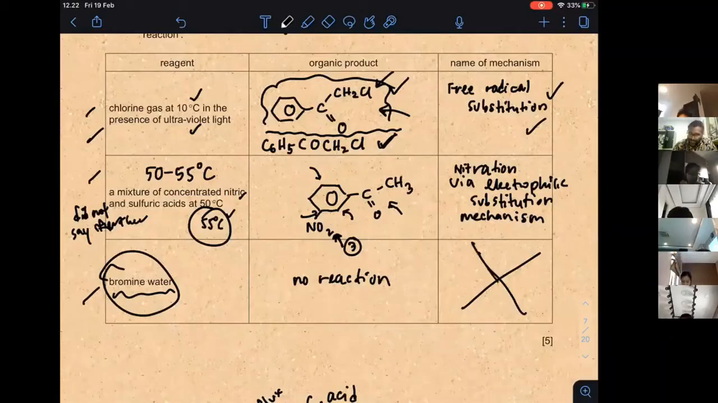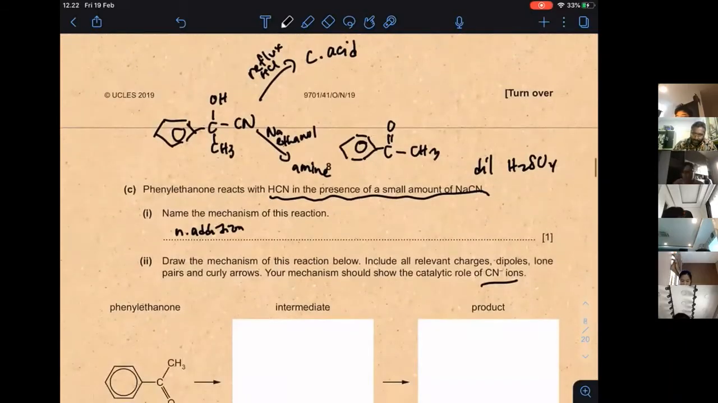Because of that, there is no mechanism of the reaction either. Please take note: bromine water, they didn't say bromine gas with any halogen carriers or something. So it doesn't react. Now, here, I want to show you phenylethanol reacts with HCN.